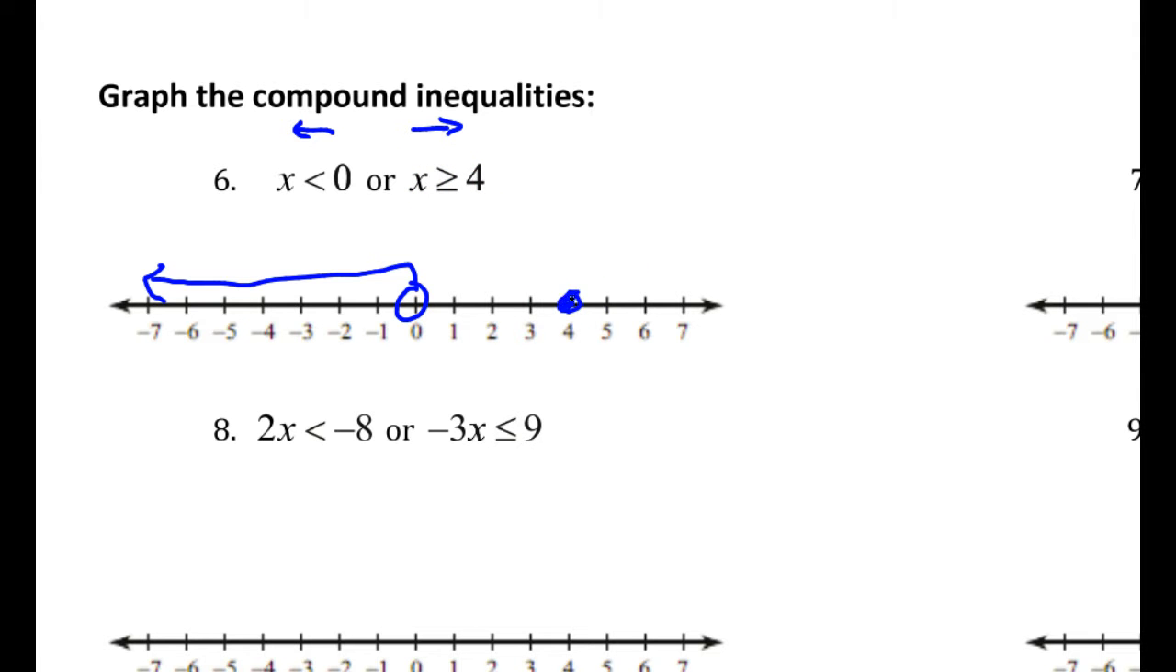So open circle, closed circle. Okay. Make sure you know the difference. So ORs usually go away. There's 1 or 2 exceptions, but for you guys, all you have to do is remember that.